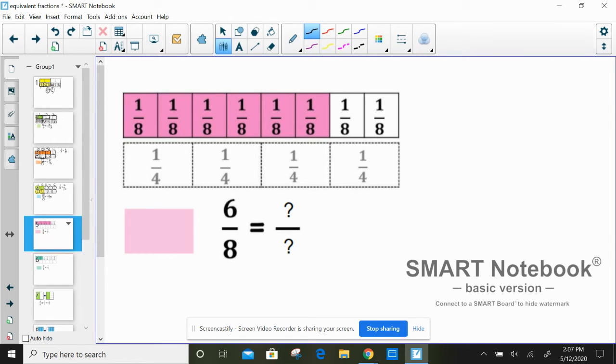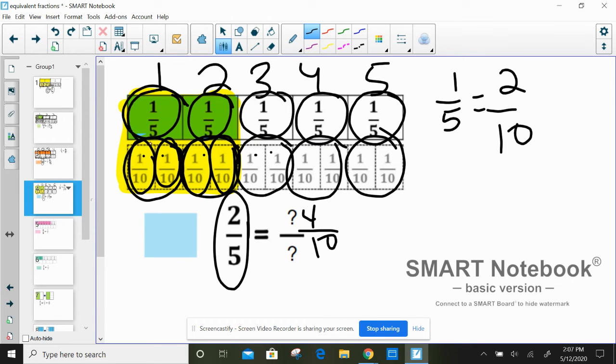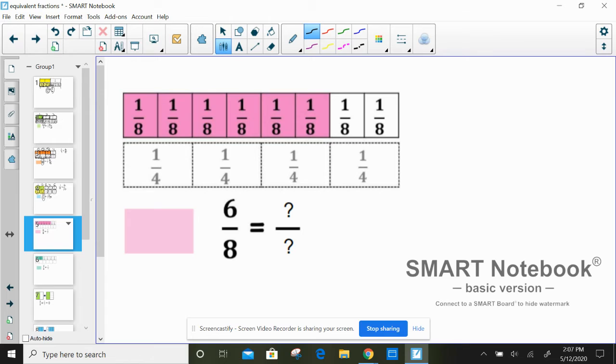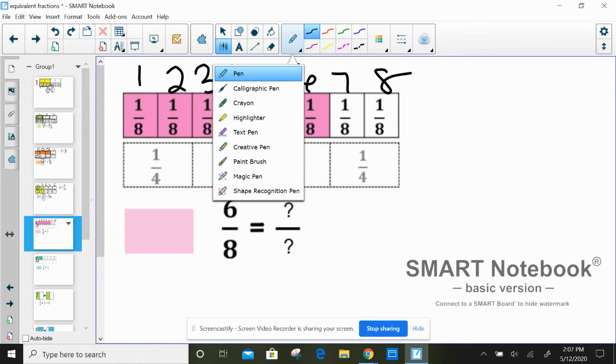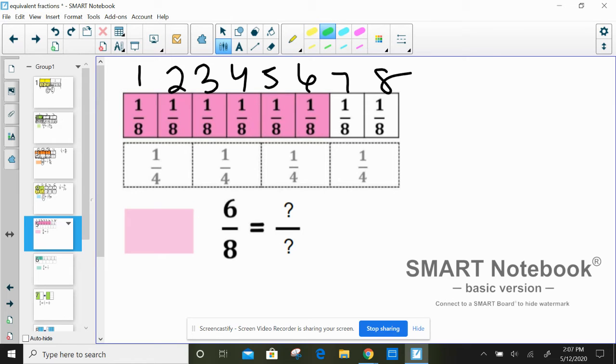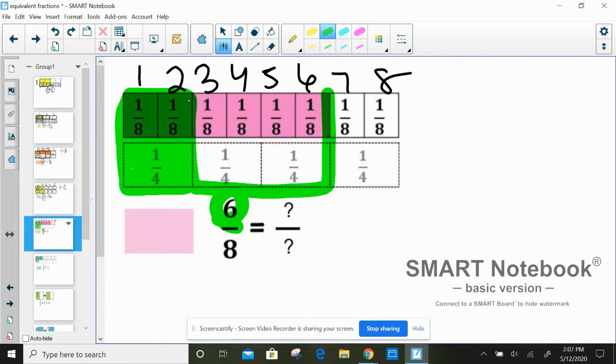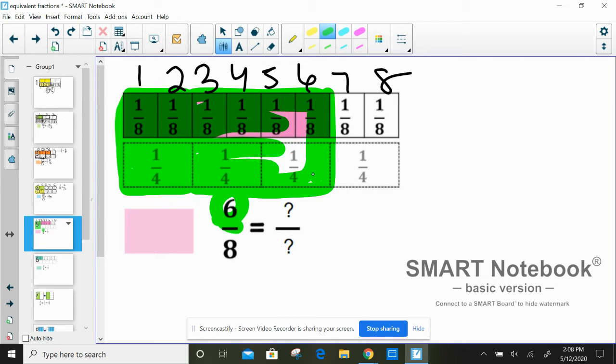Looks like they're going the opposite way. See how here we had bigger chunks and we were breaking them smaller? We're going the opposite direction now. So now it looks like we have 1, 2, 3, 4, 5, 6, 7, 8 total pieces. And 1, 2, 3, 4, 5, 6 of those pieces are shaded. Okay? And then down below, it looks like two of our eighths here is the same as 1/4. And they want to know, out of our total 6/8, out of our total amount shaded here, how many 1/4 is that? So let's just shade it all in and find out.